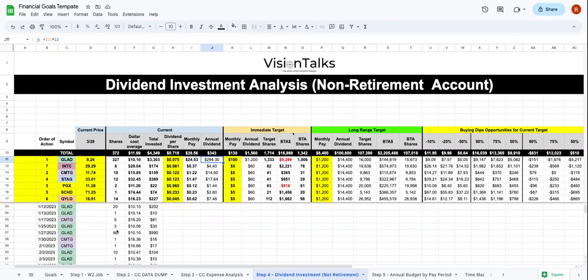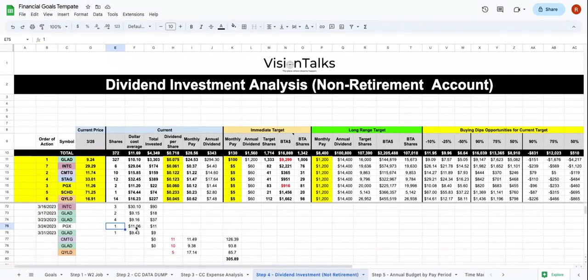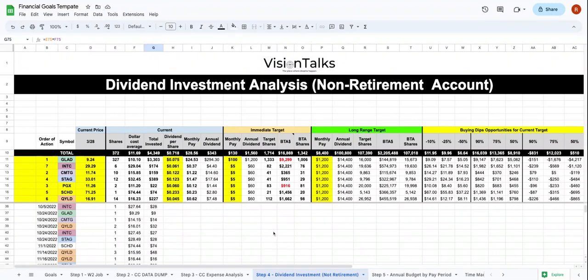You can see as you scroll down, you have your date, your stock, your number of shares that you bought, what you bought it at, and then the total based on one times $11.06, right? So then moving over to this next section, you have your immediate targets.